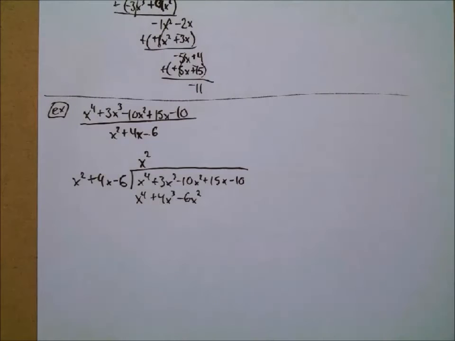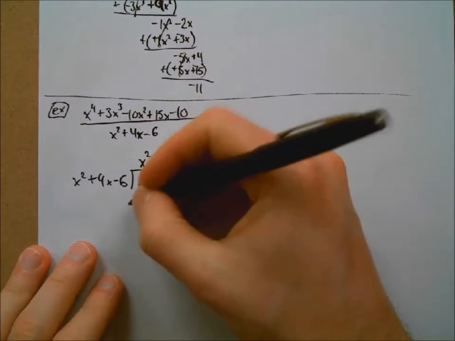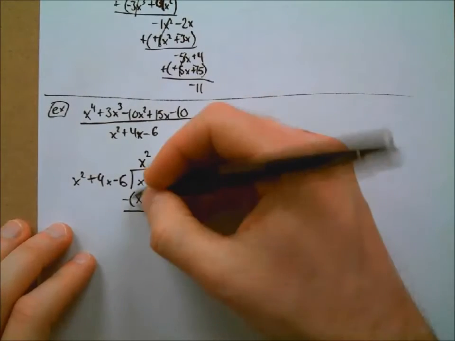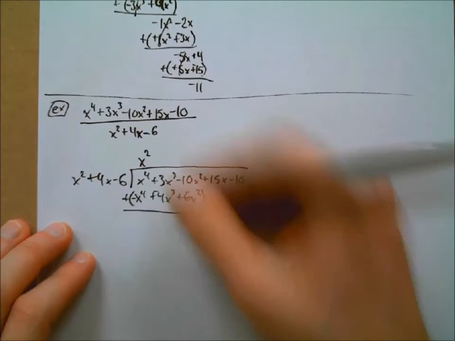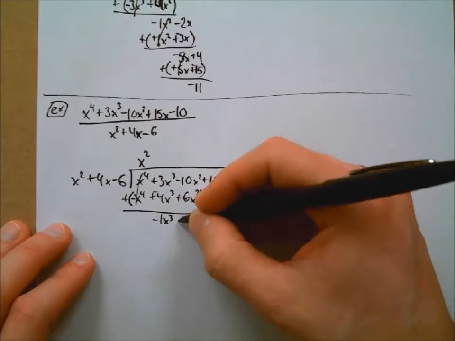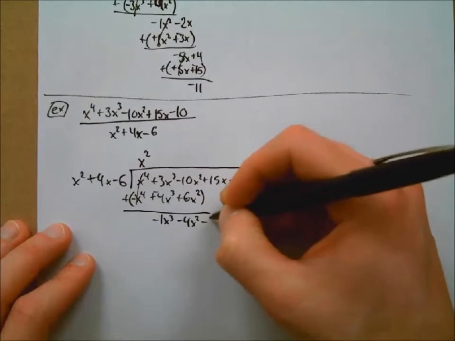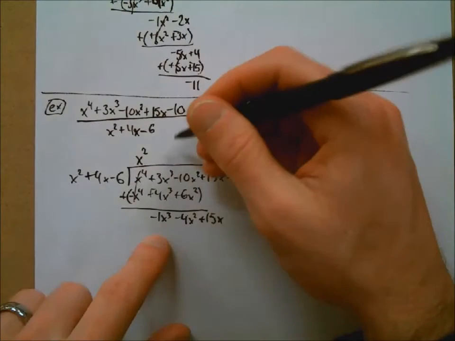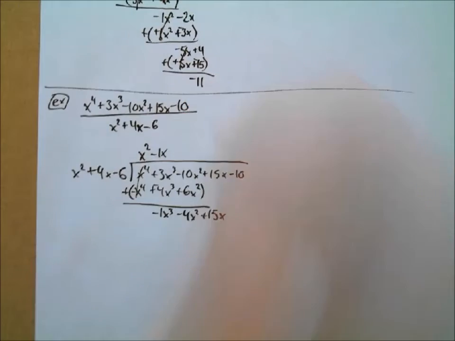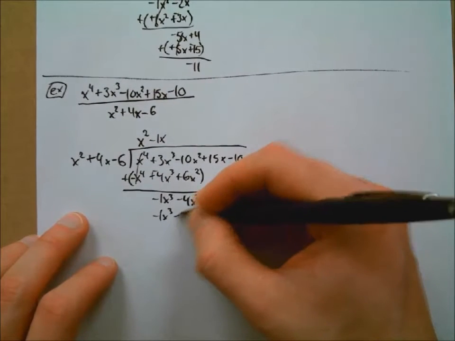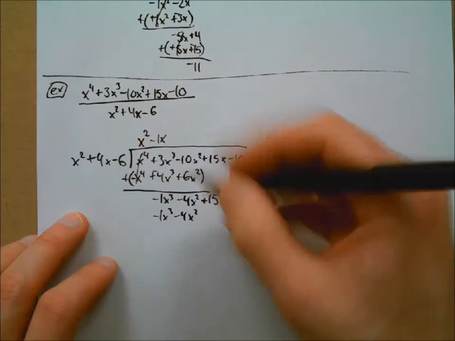Very good. So, anywho, we'll subtract our quantities here. Instead of subtracting again, we'll add the opposites. So those cancel. 3 plus negative 4 is negative 1x to the 3rd. Negative 10 plus 6, negative 4x squared. And then bring down the plus 15x. And then again, what times x squared gives us negative 1x cubed? Negative 1x. So negative 1x cubed minus 4x squared, and then plus 6x.